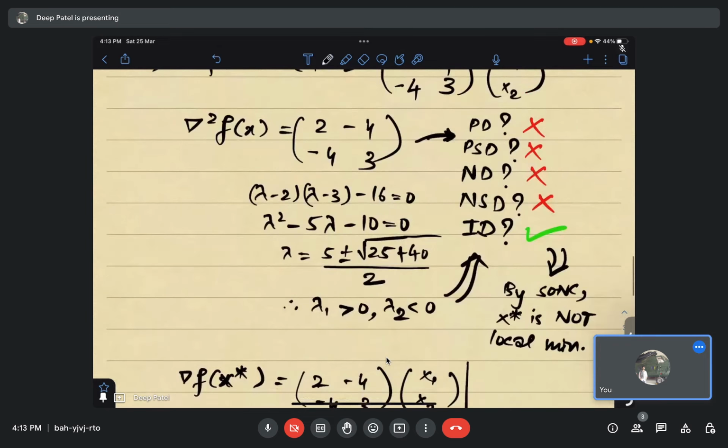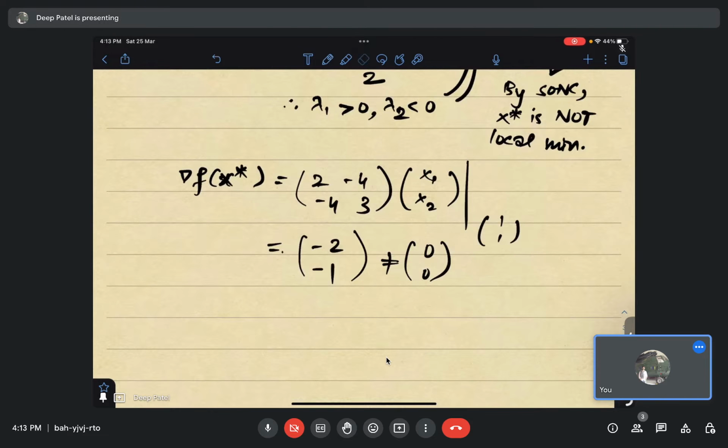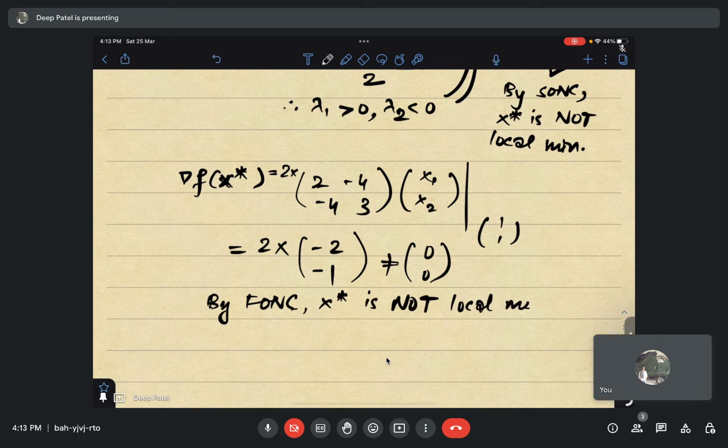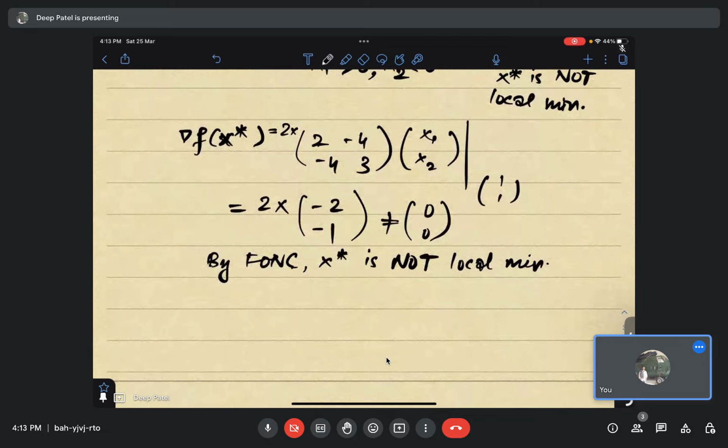Oh, I forgot a factor of 2. Sorry. In this question we can just conclude by the first order condition itself, but we may have to go to the second order conditions. I answered in the negative here by the first order condition, so I don't have to go to the second order. If it were satisfied, then I have to go to the next condition, SONC, and see what happens there.